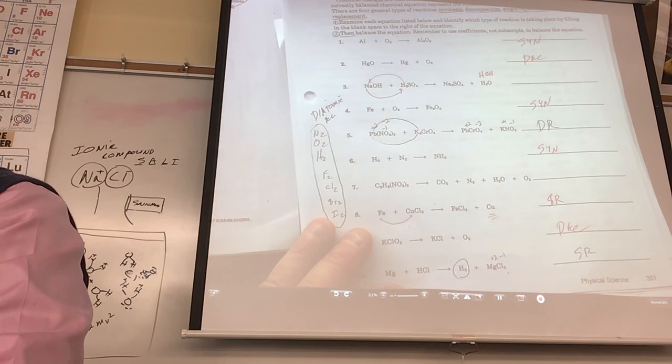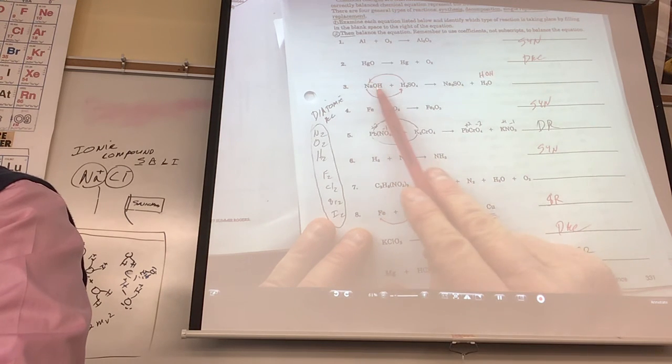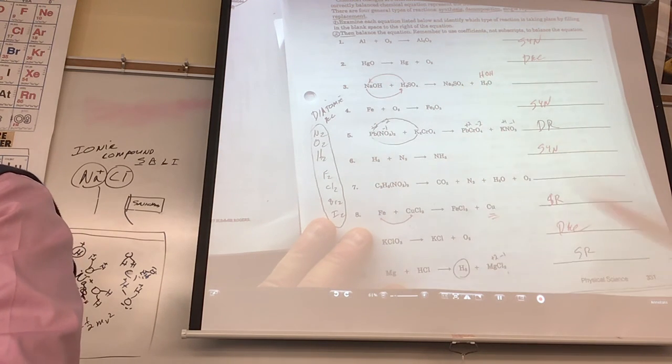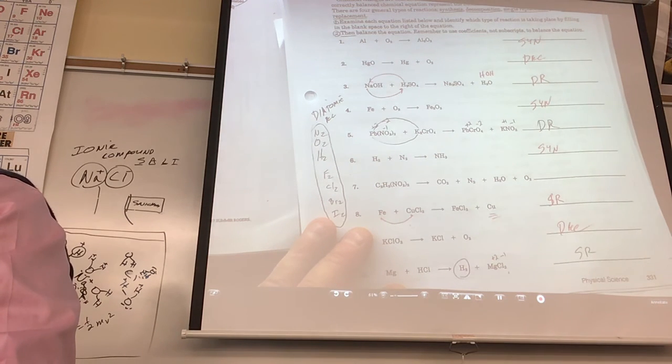Notice that sodium is coming over here and forming a compound with the second part of this, sulfate, and hydrogen is going and forming a compound with OH. Say it again. What do you think?